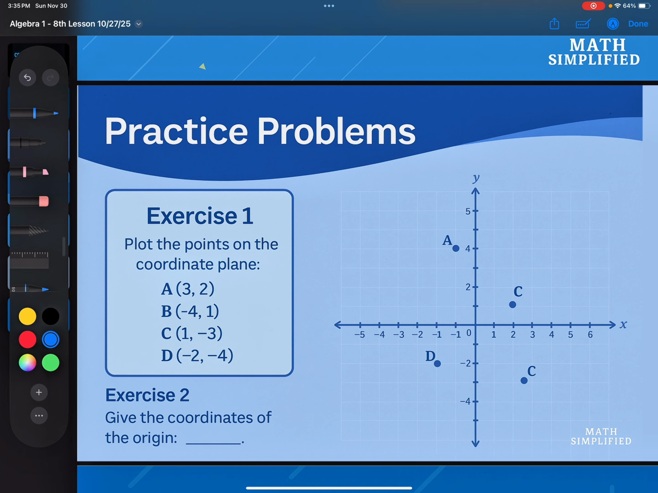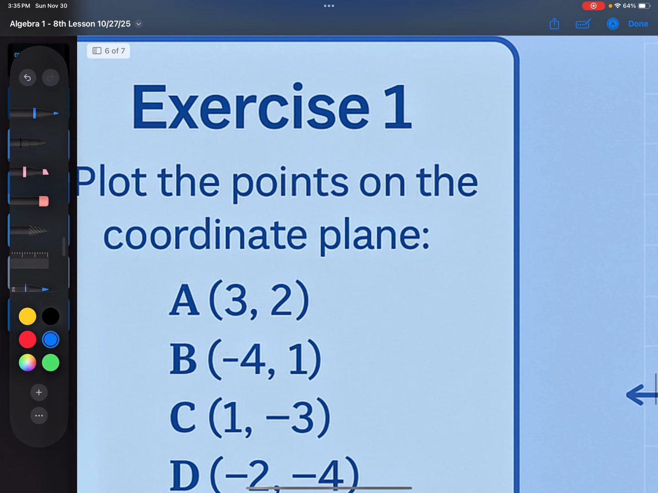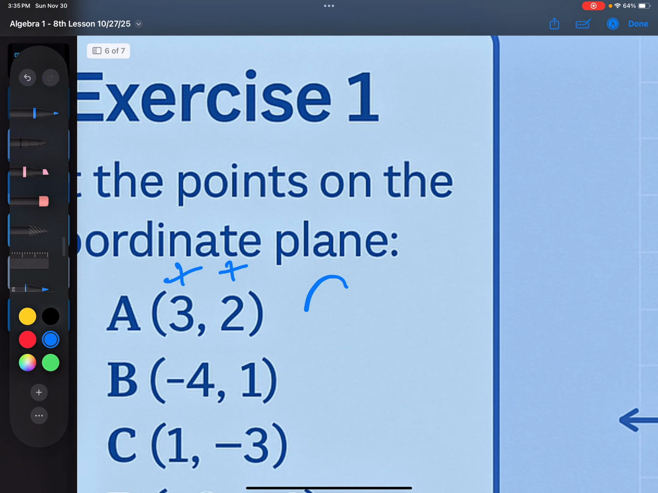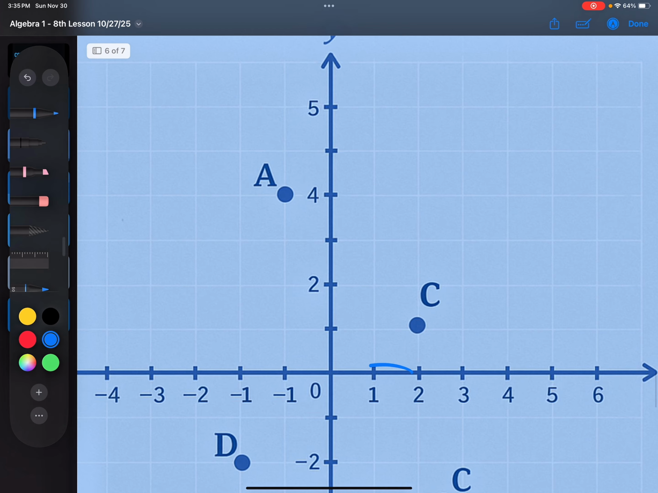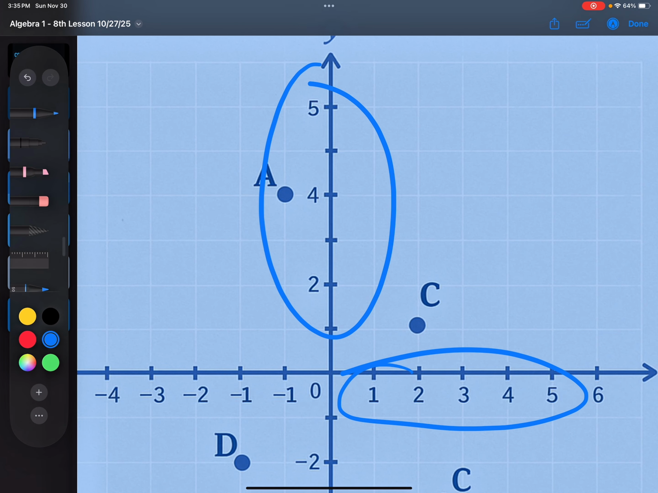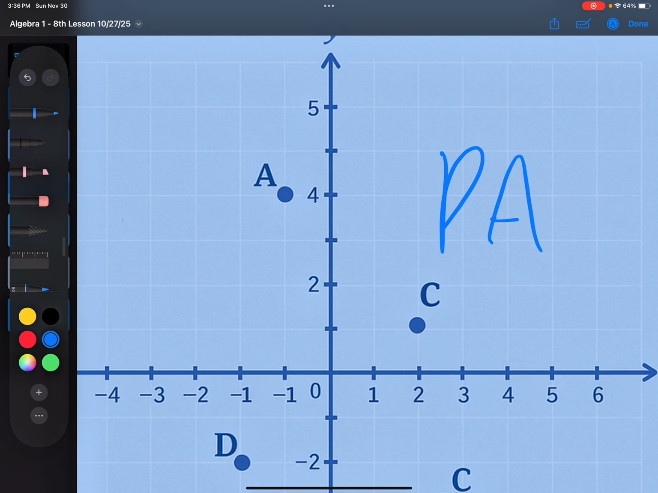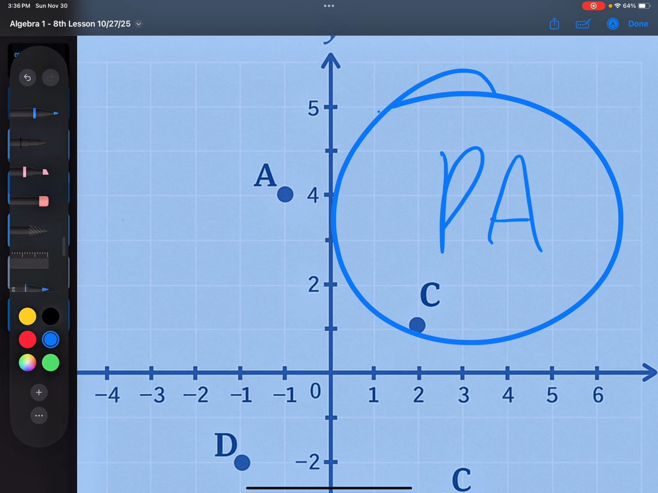Here we have a couple of practice problems. Plot the points on the coordinate plane. So 3, 2. One thing you gotta know about each quadrant is which one is positive and which one is negative. For point A we have +3 and +2. What does that mean? It's going to be in quadrant 1, because quadrant 1 has all positive numbers. All of these are positive and all of these are positive. So point A would be in this quadrant, quadrant 1.